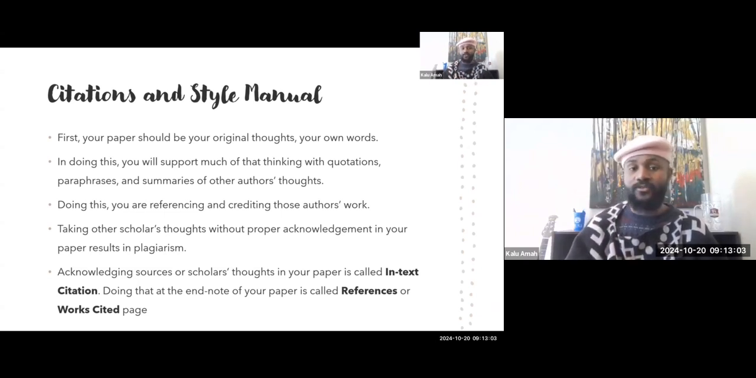that is in-text citation. But doing that at the end of your paper is called references or works cited. References pertains to a particular citation style, but in another citation style, we call it works cited. We'll still come to that. But just bear in mind that end note citation happens at the end of your research. So for the most part, it's always the last page of your research.